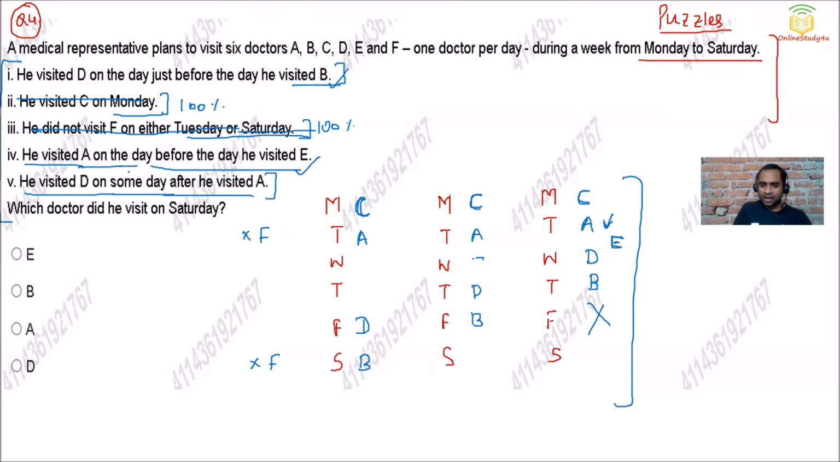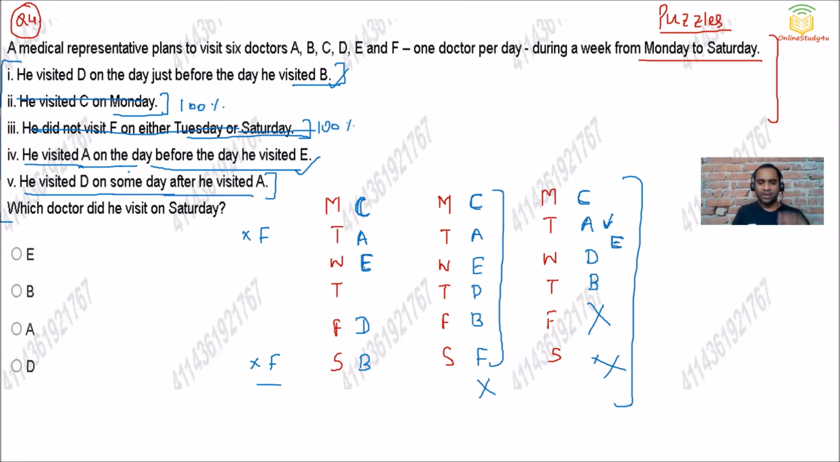In this particular diagram, I need to put E here because he visited A just before the day he visited E. So who will be visiting Saturday? That is nothing but F, because we have only F remaining. So this diagram is also wrong because F cannot visit on Saturday. See, we are removing all the possibilities. See how nicely we removed two possibilities. Yes or no?